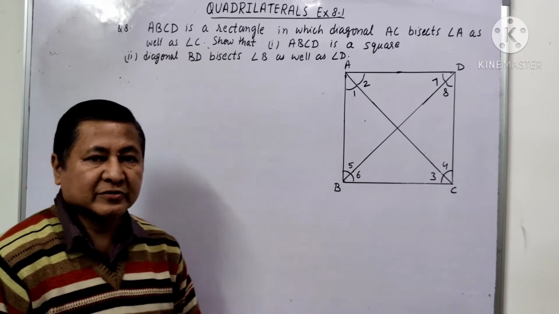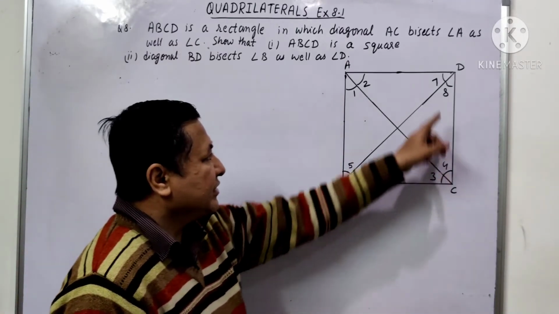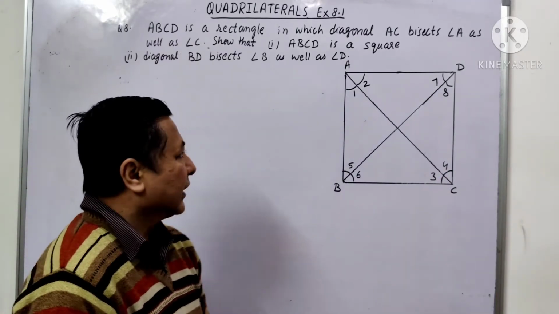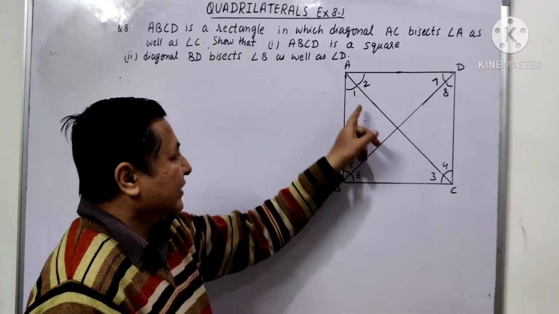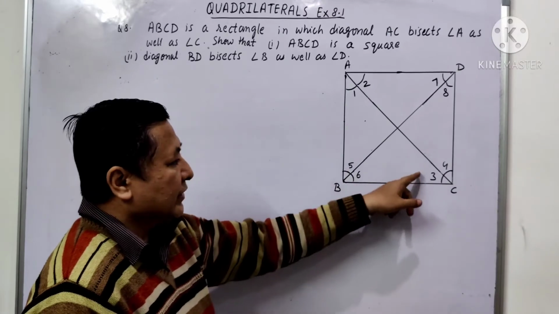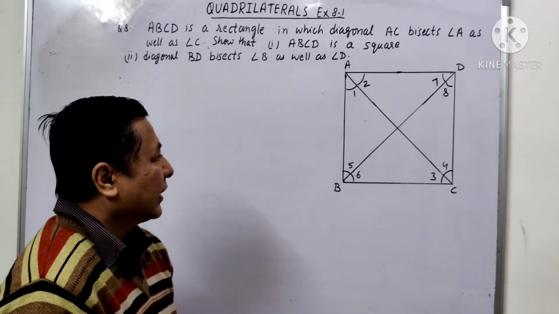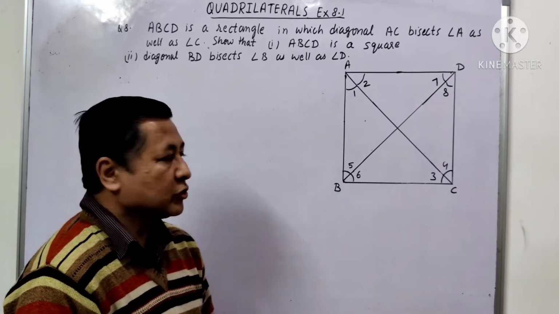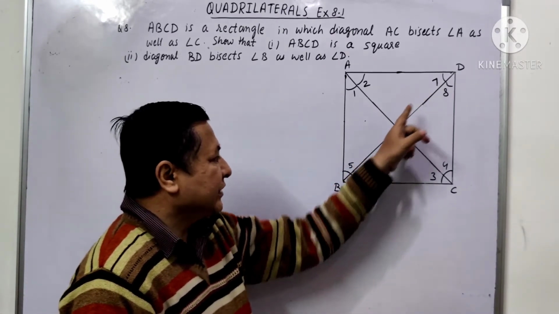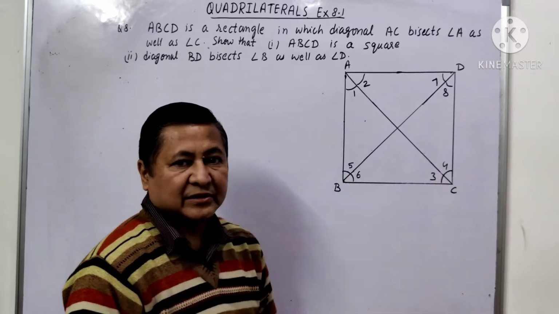In this question it is given that ABCD is a rectangle and the diagonal AC bisects angle A as well as angle C. That means angle 1 and angle 2 are equal, and angle 3 and angle 4 are equal. And what we have to prove? We have to prove that ABCD is a square, and also that diagonal BD bisects angle B as well as angle D.